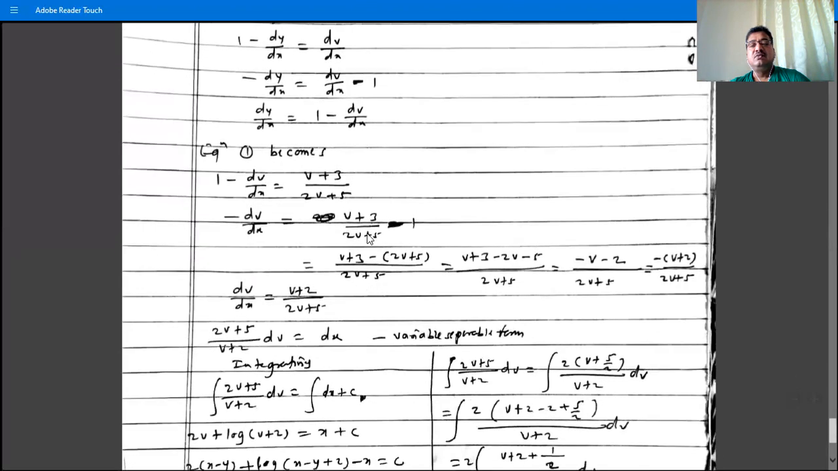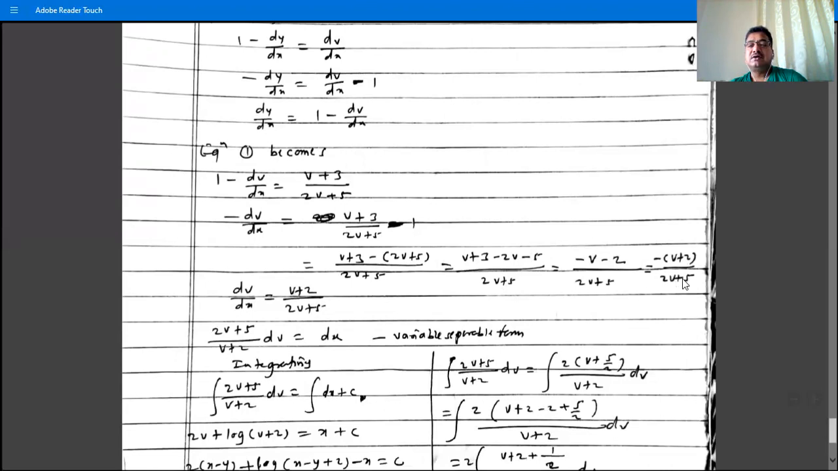And then take 2v plus 5 as LCM. So v plus 3 minus (2v plus 5) in bracket, 1 into (2v plus 5). So we have v plus 3 minus 2v minus 5 divided by 2v plus 5, and then this becomes v minus 2v is minus v, 3 minus 5 becomes minus 2. So minus in bracket (v plus 2) divided by (2v plus 5).